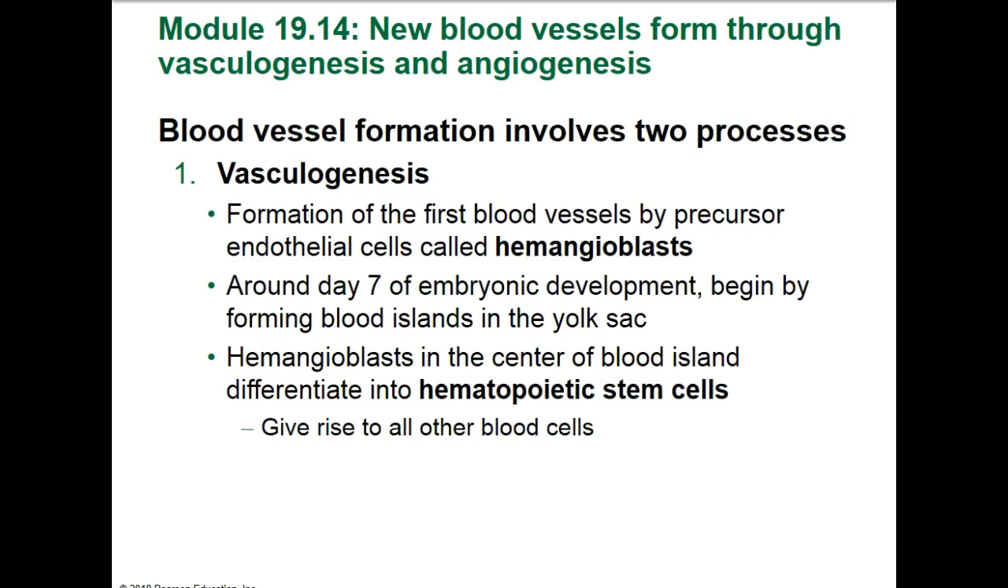At about day 7 of embryonic development, we form blood islands in the yolk sac. The hemangioblasts in the center of the blood islands then differentiate into the hematopoietic stem cells. Those, of course, are what you will eventually find in bone marrow, and those will give rise to all your blood cells. So, hematopoietic stem cells. And what do we call the process of blood cell formation? It has that term in it, blood cell formation. Can you recall? Hematopoiesis.